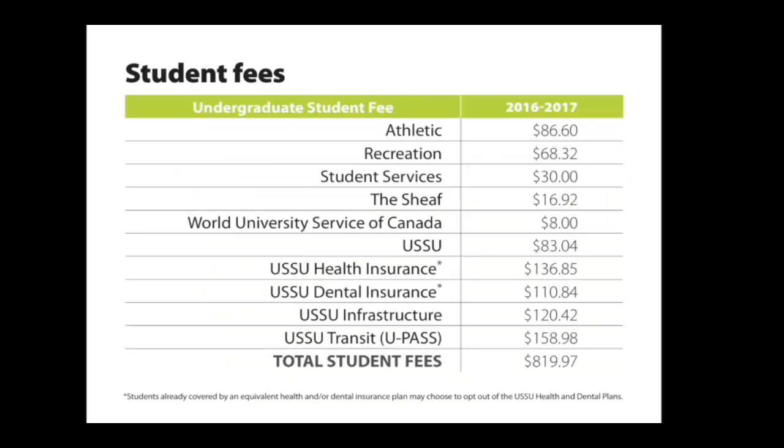In addition to tuition, students also pay a variety of fees that are used to fund specific student benefits offered as part of a university education. This chart represents what a full-time, on-campus undergraduate student will pay over the fall and winter terms. We will talk about health and dental coverage a little bit later, but you should note that you can choose to opt out of this coverage if you already have coverage from another plan, and if that's the case, you will not be assessed these fees.